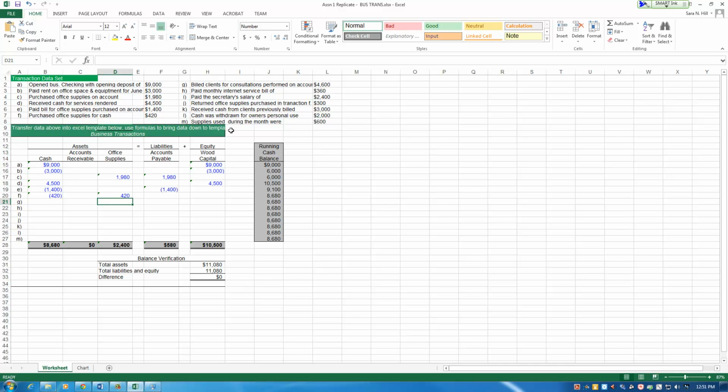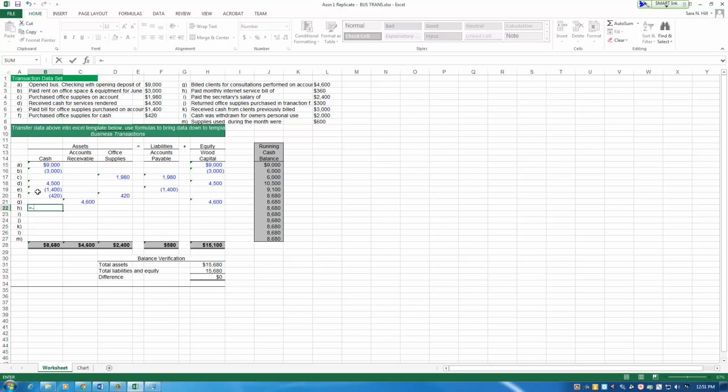Moving on to G, billed clients for consultations performed on account. Again, this one's not going to be affecting our cash, but we sure can book an accounts receivable, which is going to be moving through our revenues and so also our equity. Still have our 0.